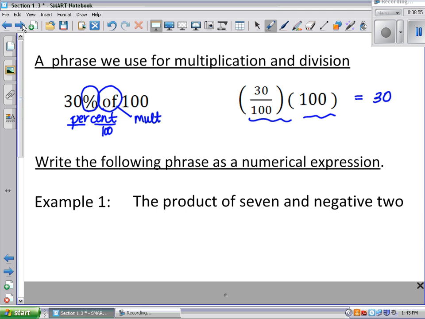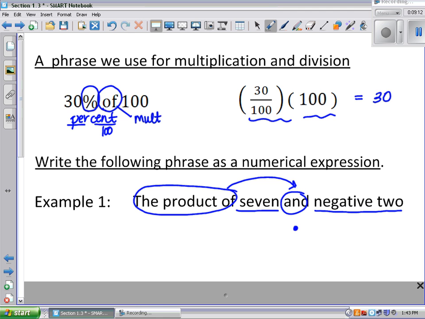The product of 7 and negative 2. I have 7 and negative 2. My phrases and words, the product of and. The product of tells me I'm going to multiply, and tells me where I put that multiplication symbol. I want you to avoid using an x for multiplication because x is going to be used as a variable. So use a dot or 2 sets of parentheses. We have 7 times negative 2.